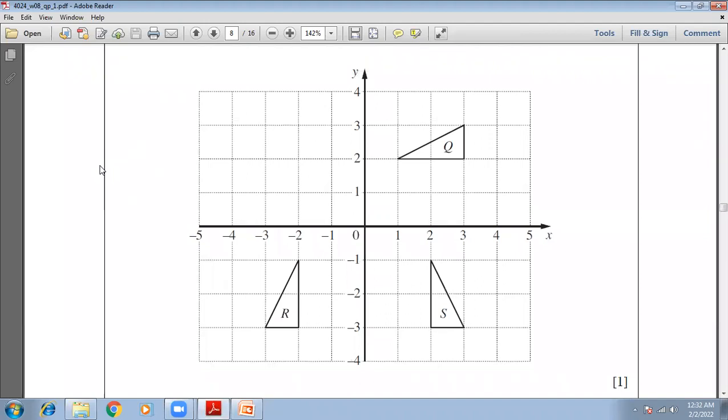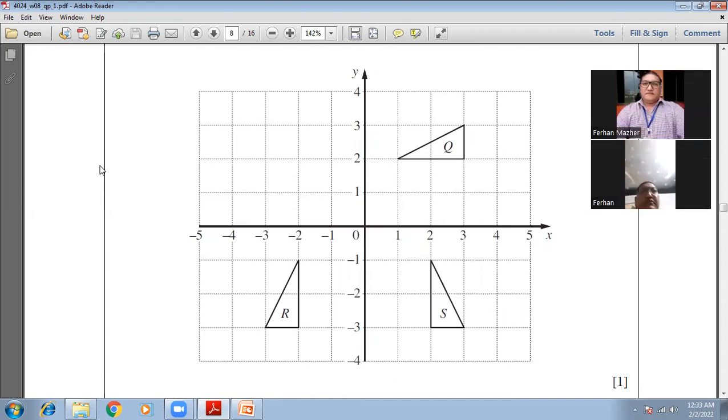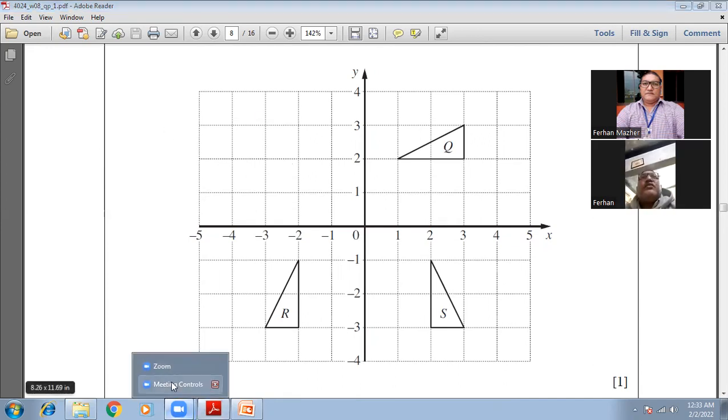You know, two things can come to your mind. One thing is that the triangle Q has rotated. You might think that it has rotated. And we have a very good technique using a set square. I can decide exactly whether it's a translation, a rotation or a reflection. So what you will do, you will take a set square. Let me show you how this is done. Let me start my camera. I have started my camera.